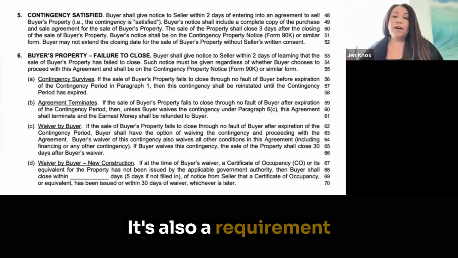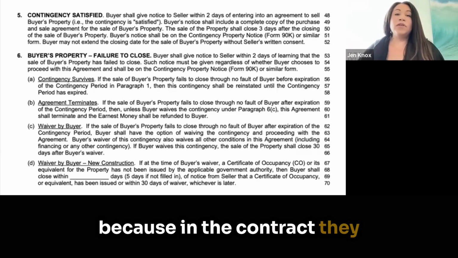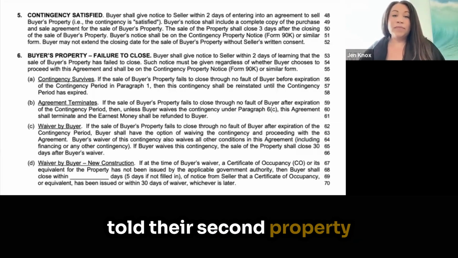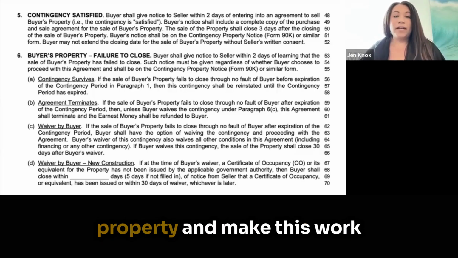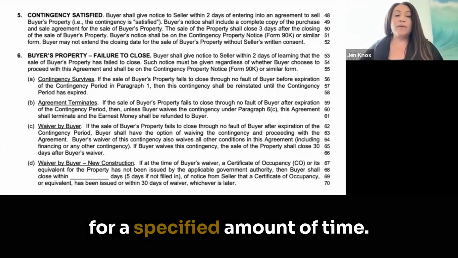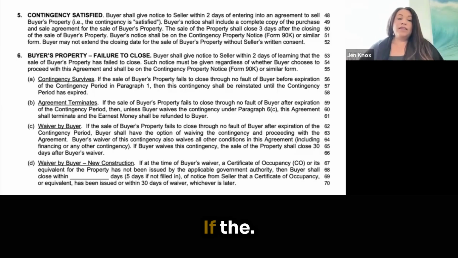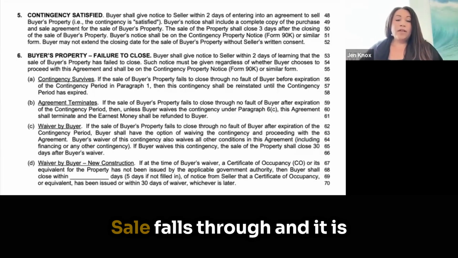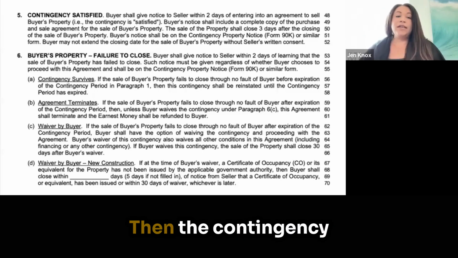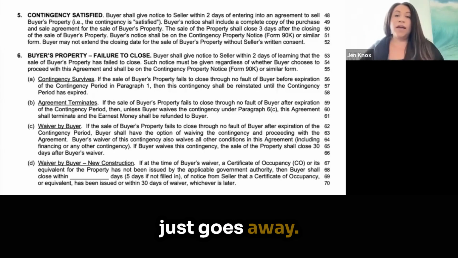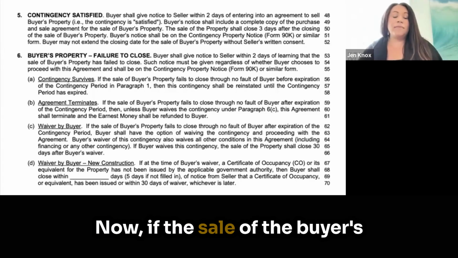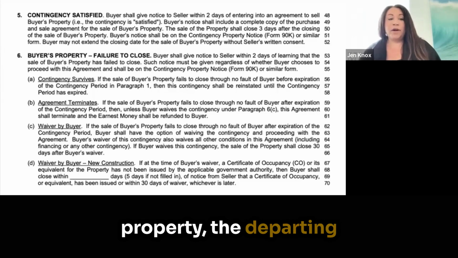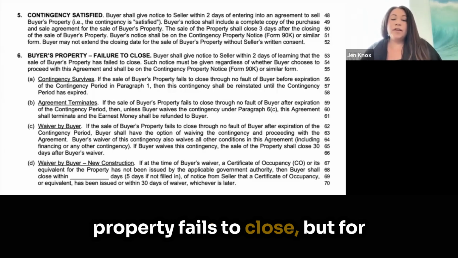It's also a requirement because in the contract, they told their second property seller that they were going to continually try to sell their property and make this work for a specified amount of time. If the sale falls through and it is beyond the contingency, then the contingency just goes away. The sale terminates.